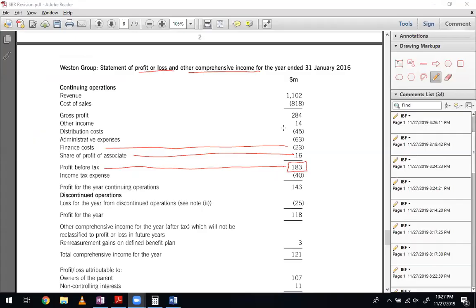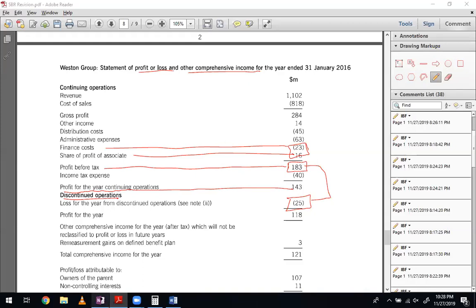So if I go back to the question, these values were 23 and 16. But if we see, the question says that this is the profit for the year from the continuing operations. And there is some discontinued operation as well. So ideally, we should also be calculating the profit before tax in both of these.